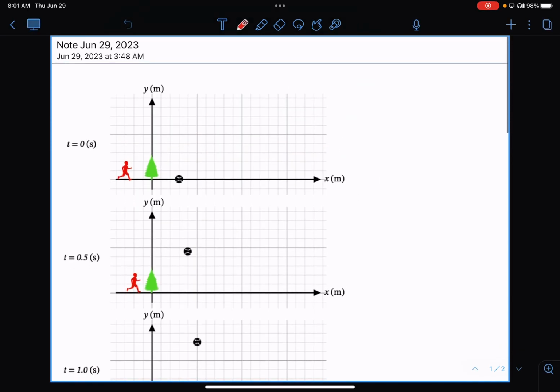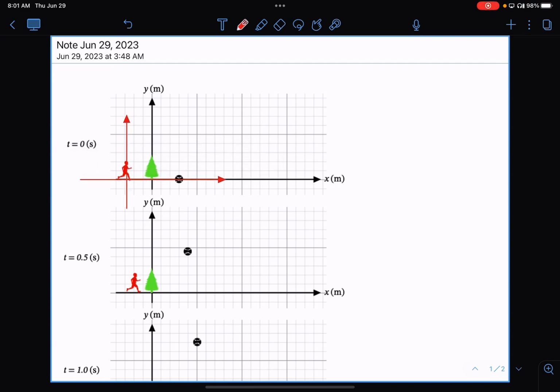So the boy's frame is how the boy sees the world. The boy is always at the center, always at the origin, and therefore the axes of the boy's frame should look something like this.